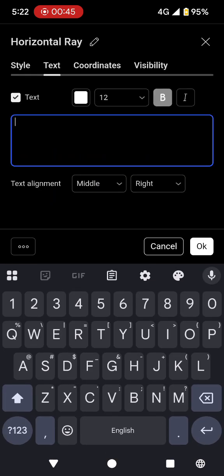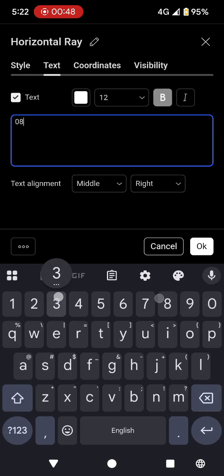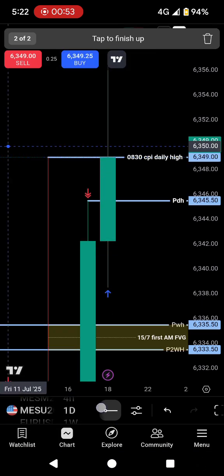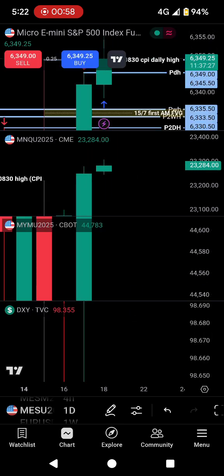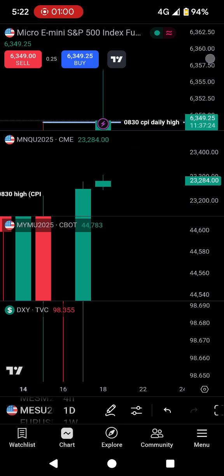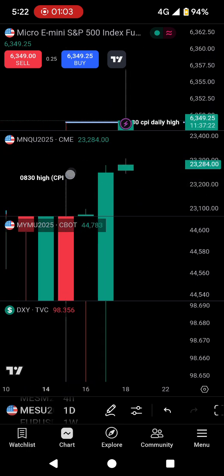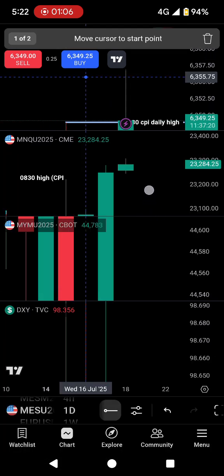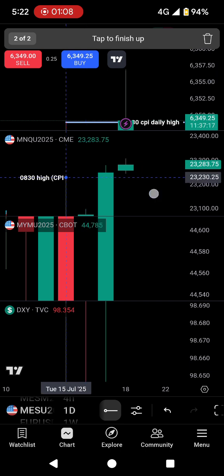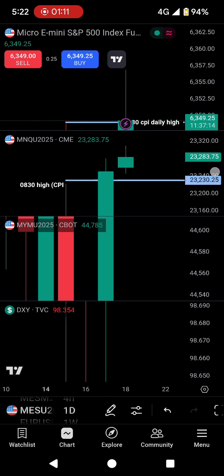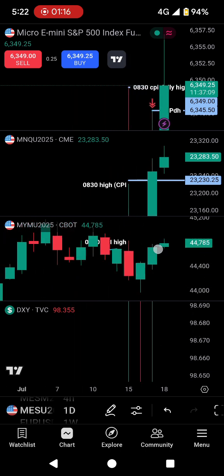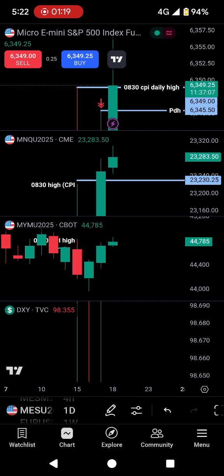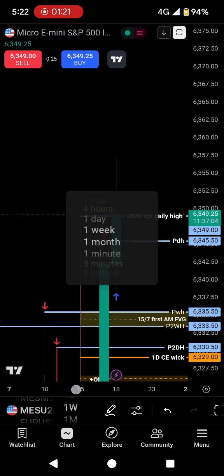But let's just put it, 830 CPI daily high. Okay, so let's have a look at Nasdaq. Nasdaq is above, okay, so this is the CPI high on Nasdaq as well. So you can see Nasdaq is above the CPI high when S&P is below the CPI high. So not really much of a symmetry. But let's look at the weekly chart, okay?